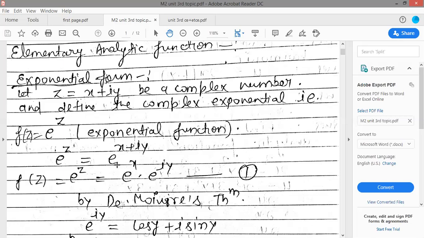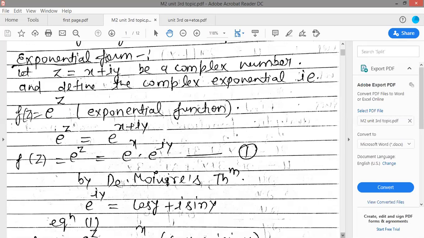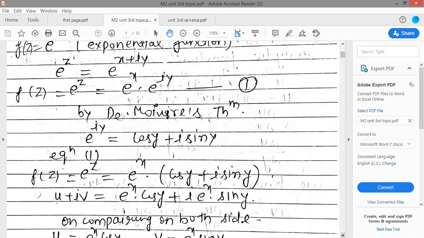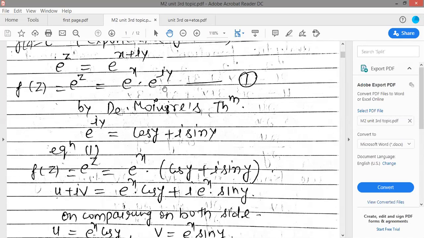Now the base is equal, so the powers can be separated. So f(z) = e^z = e^x · e^(iy). Now e^x stays as it is. Next, e^(iy): we know by De Moivre's theorem, what is De Moivre's theorem? e^(iθ) = cos θ + i sin θ. So here y is replaced by θ, so e^(iy) = cos y + i sin y.